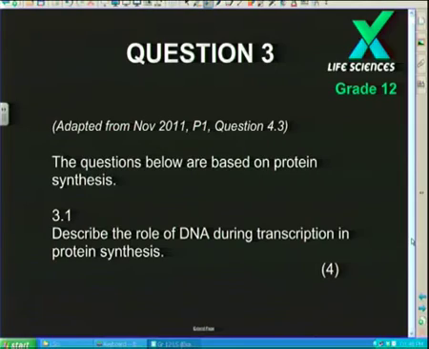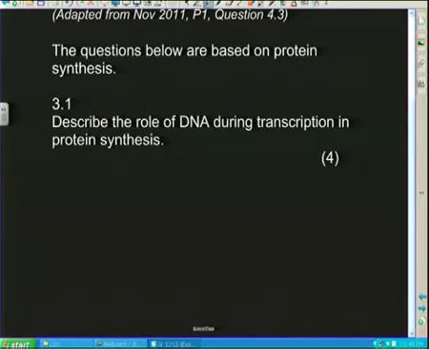Now, this next one I found was a bit tricky. You need to be able to read it carefully. It says, describe the role of DNA during transcription in protein synthesis. They did not ask you to describe the process. They said, what must DNA do during this role? First thing that DNA must do: it must be able to unzip. And we know that it does that by enzymes.